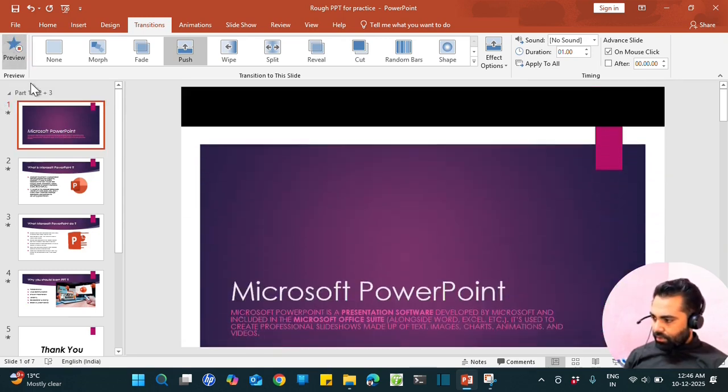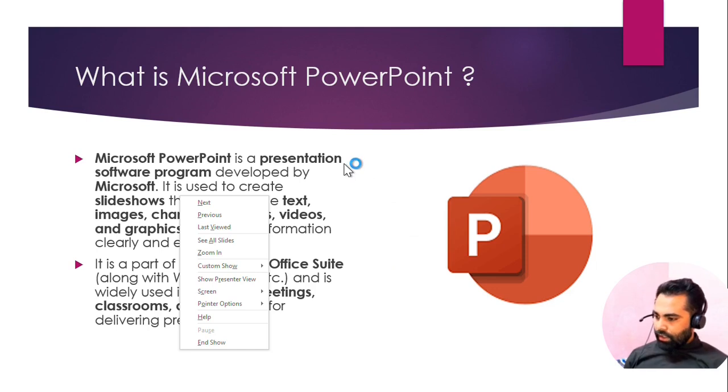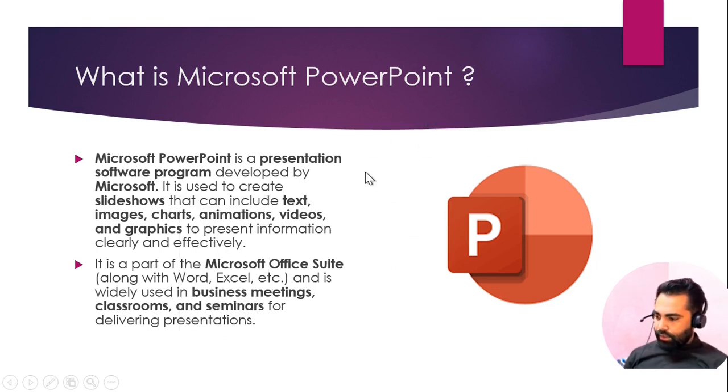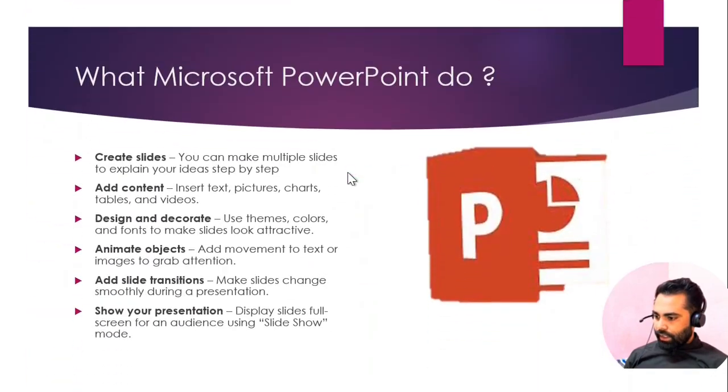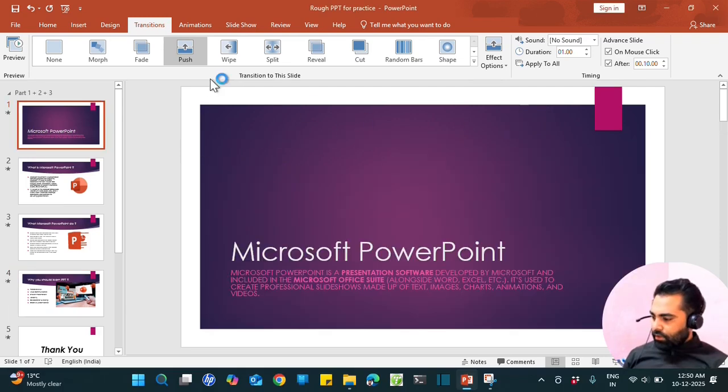Okay, so let's start a slideshow. This is the first slide that actually appeared, and now my slide is not changing. Now I will click my mouse button. Okay, so you can use your mouse click with the left button to change your slides. After that we can use the duration option also.